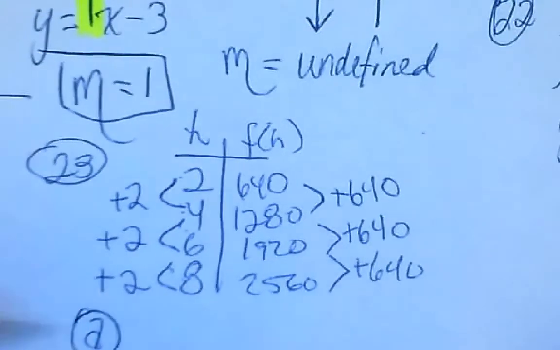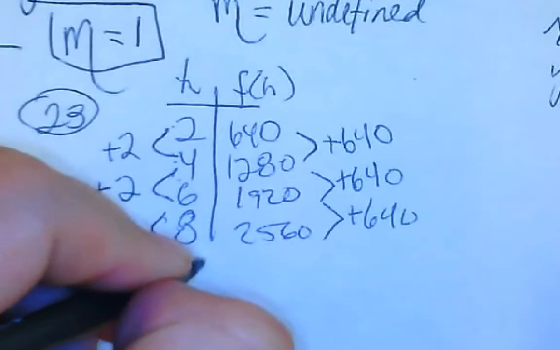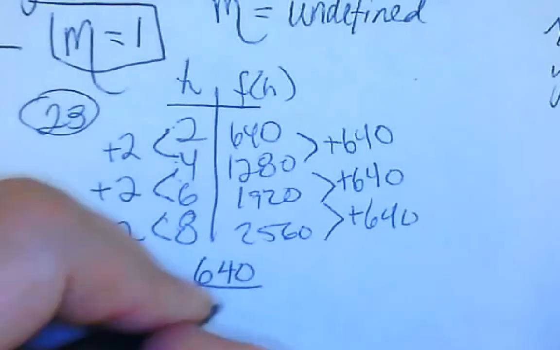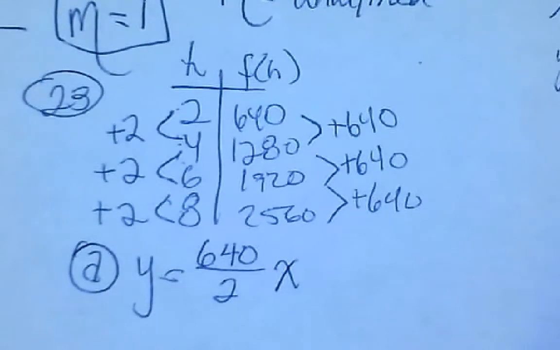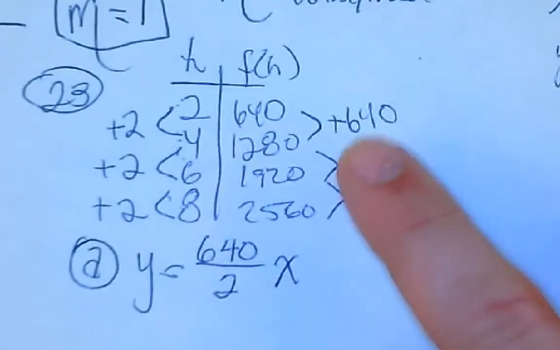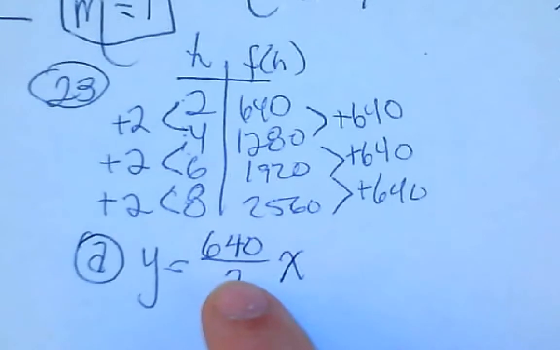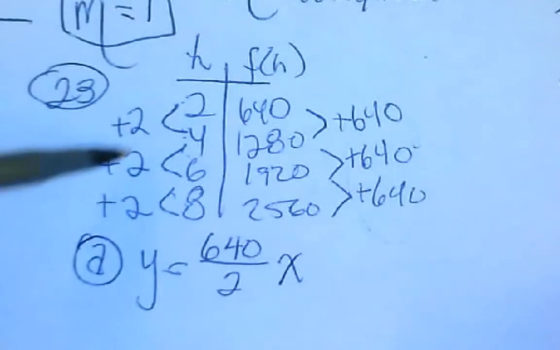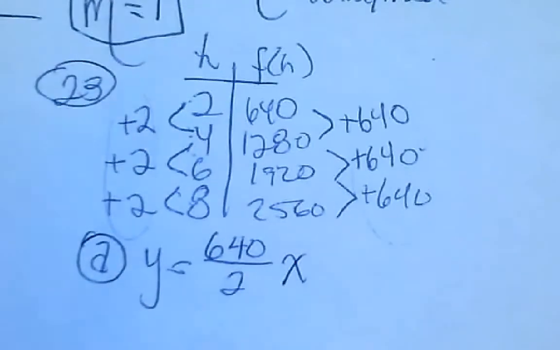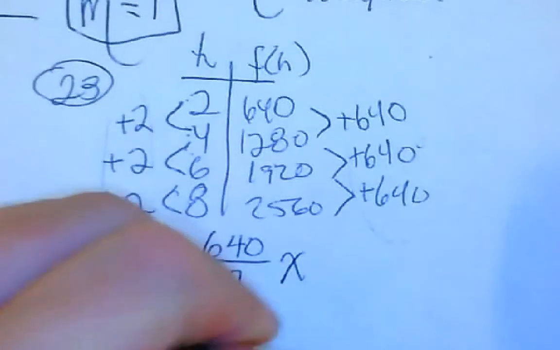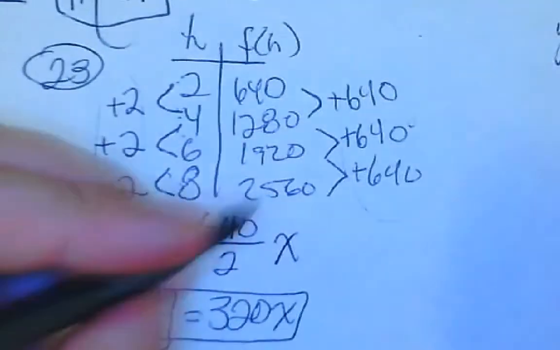So part A says write the equation. So we're going to say y equals 640 divided by 2 times x. And that's where we got the 640 from, and that's where we got the 2 from. It shows up right in here in our slope. It's the change in y divided by the change in x. So we took our common difference and we put it into slope. So our final equation is y equals 320x. That's part A.